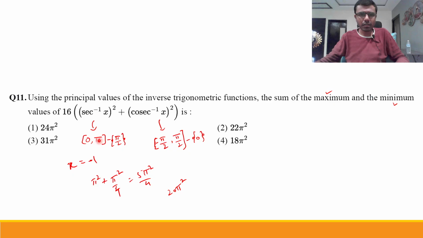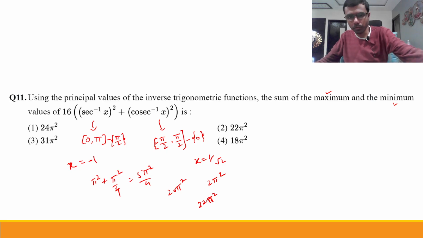Well, one guess is, both of these are equal at x equal to 1 by root 2. When x is 1 by root 2, both of them give pi by 4. So why not try that? Let me put x as 1 by root 2. So what would happen? Secant inverse x is pi by 4 and this is also pi by 4. So this would be pi square by 16 and pi square by 16, so pi square by 8. So I'd get 2 pi square. That's what my minimum value would be. So the sum of these two would be 22 pi square.